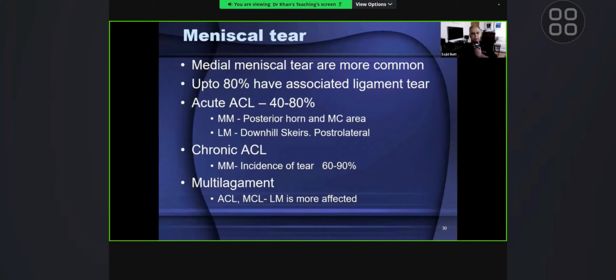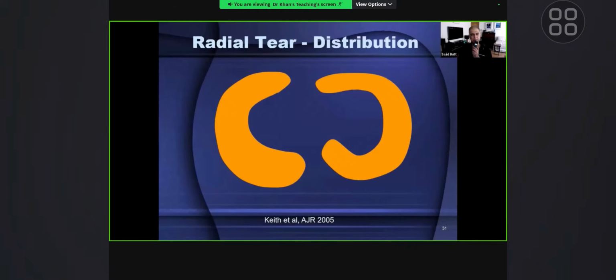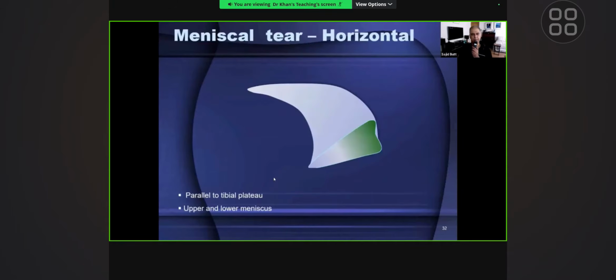When you have multiligamentous injuries, like injury to the anterior cruciate ligament and medial collateral ligament, because of the pivot shift mechanism of injury, the lateral meniscus tends to get affected more commonly, despite the protection offered by the popliteus tendon. The radial tear distribution tends to happen more commonly on the anterior horn of the lateral meniscus. Then the posterior horn of the medial meniscus tends to get affected most commonly. That's very important.